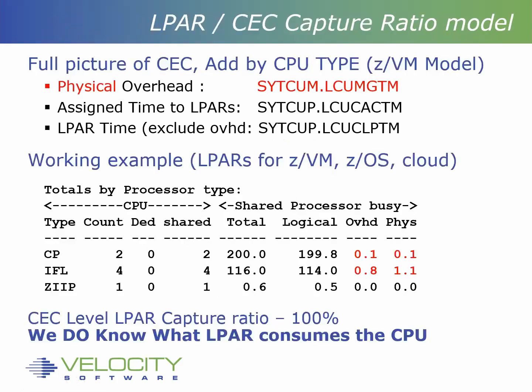Then at the end, to summarize everything, this is what the summary would look like. In this case, we only have 2 general purpose engines, of which 200% is assigned. So we're pretty comfortable that the HMC, the Prism, is telling us 100% of where the CPU is going. In this case, the physical overhead is 0.1% of one CPU. The logical overhead is 0.1%, and then the rest of it is allocated to the LPARs that have general purpose processors defined. We have 4 IFLs, and we have the zIIP, so that we can do some zIIP testing as well.